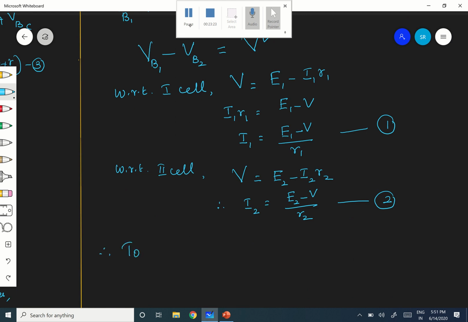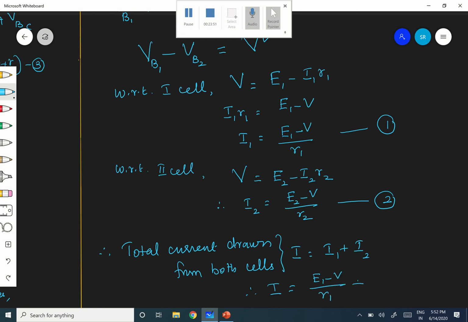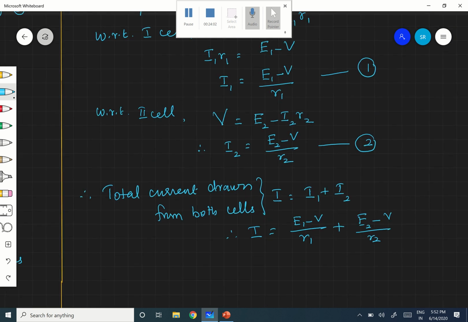Okay, done. Now, what will be the total current drawn from both cells? That is I, which is equal to I1 plus I2. And what is I1? I is equal to E1 minus V divided by R1 plus E2 minus V divided by R2. Hope you people are following.